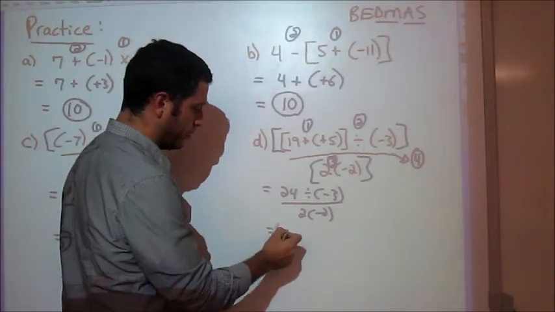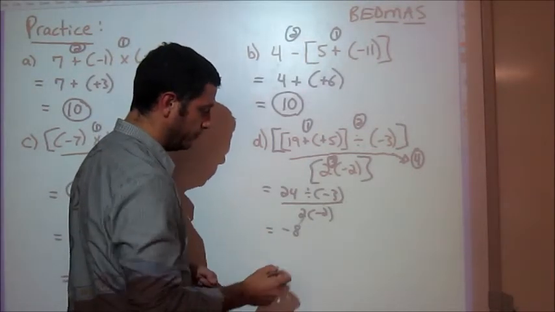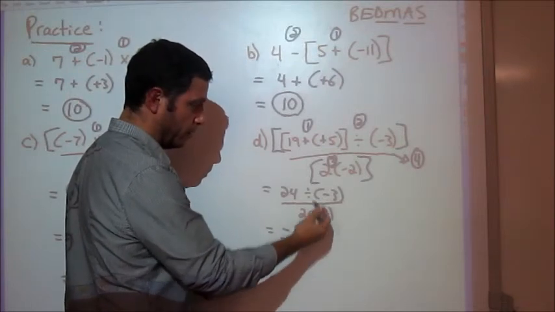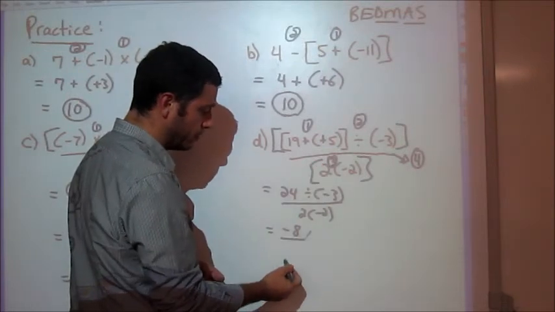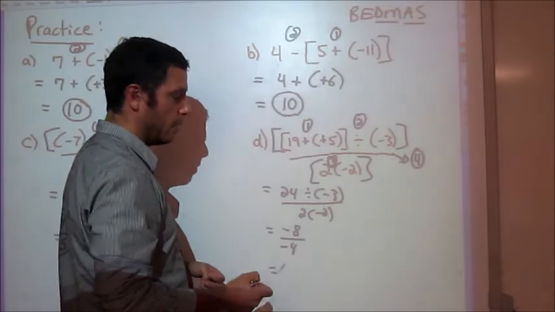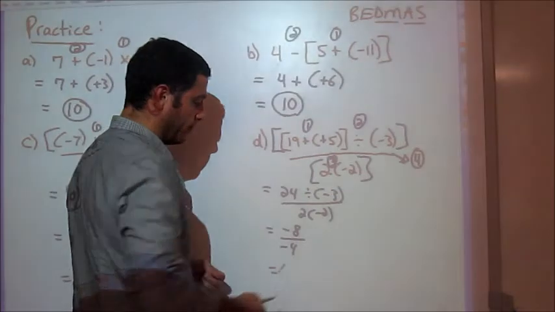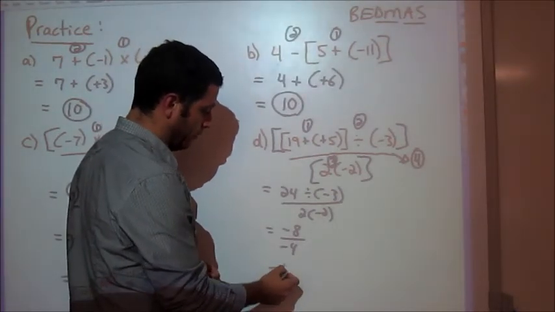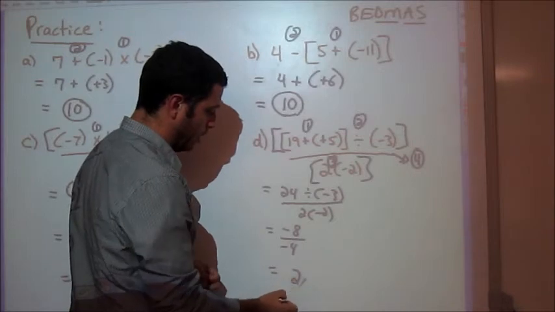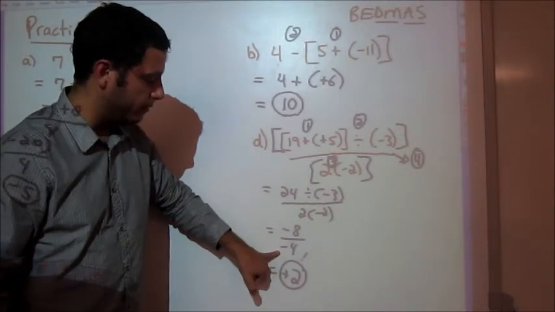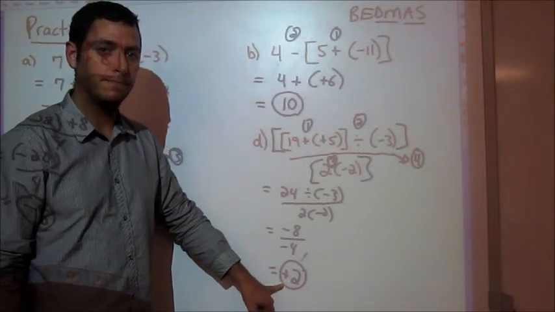24 divided by negative 3 is a negative 8. And I'm actually going to solve this part of the problem too. That's our next part. 2 times negative 2 is negative 4. And we're left with that last part, step number 4, which is to divide negative 8 by negative 4. And that will be a positive 2, remembering that two negatives equal a positive.